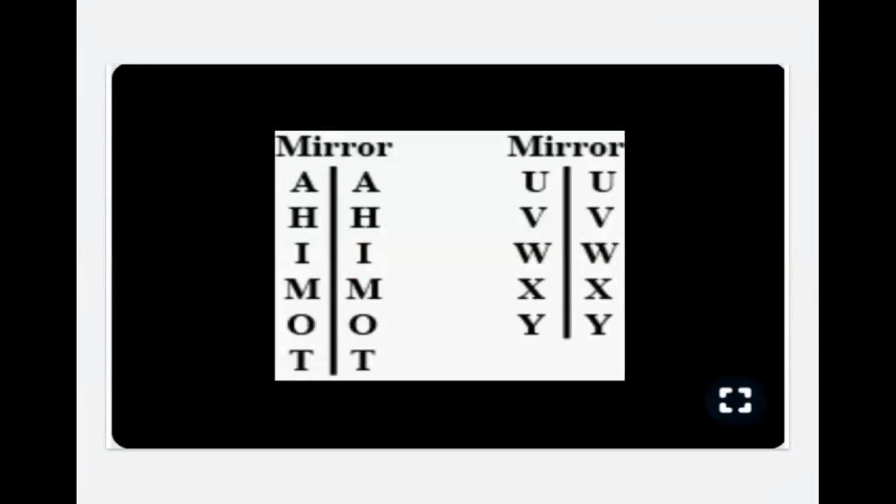Basically, there are not one or two, there are many alphabets. It is A. Definitely A's image is the same, H's image is the same. I, when it is placed in front of a mirror, definitely the image will be the same. M, O, T, U, V, W, X, and Y. These alphabets will all have the same mirror image as themselves when they are placed in front of a plane mirror.